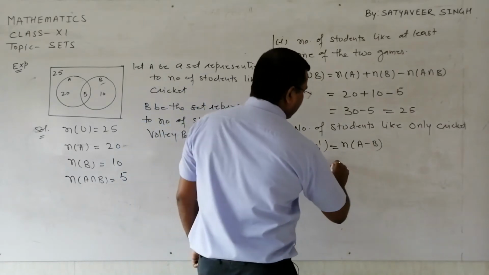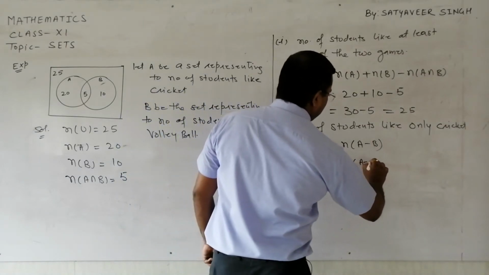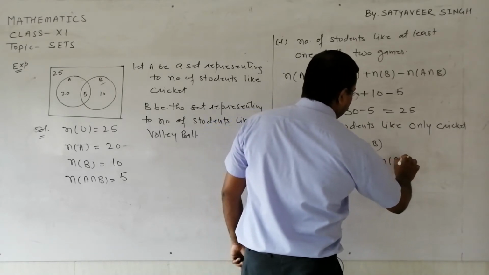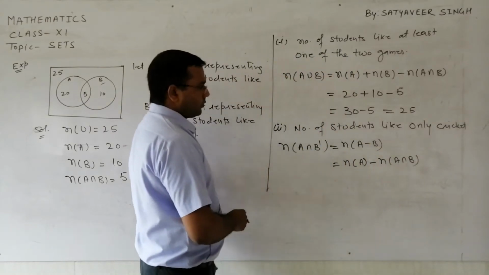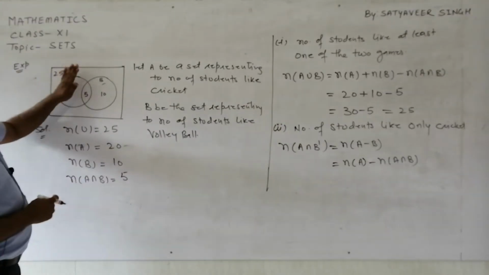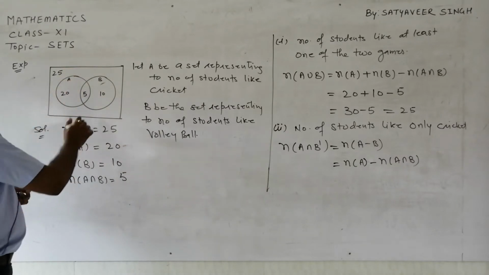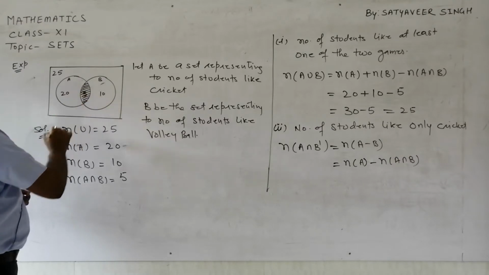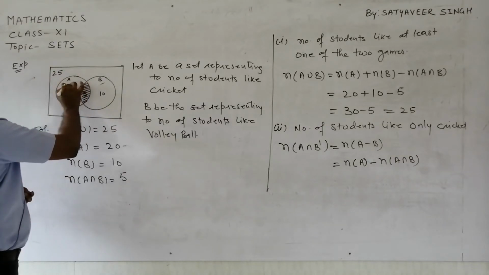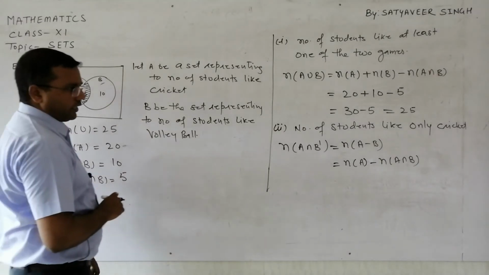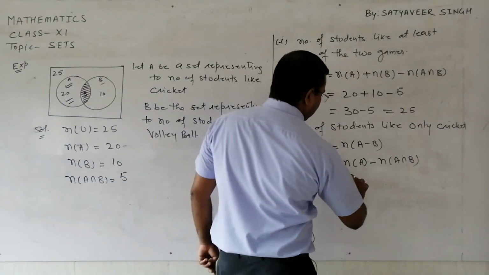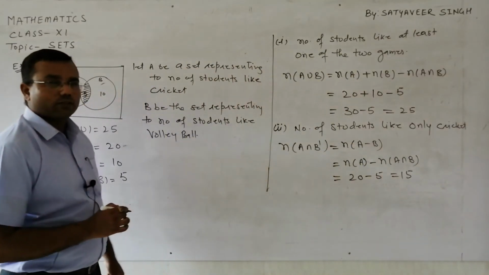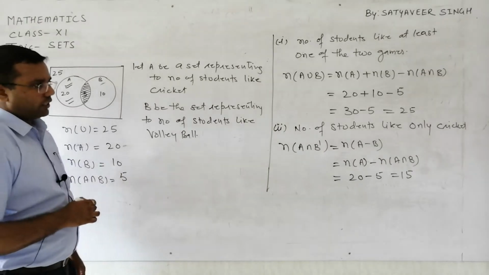You can calculate this. See here you can understand: if from this complete set I subtract these common elements, you will get the elements which are only in A and not common. So you can find this, it is 20 minus 5 which is equal to 15. 15 students like only cricket.